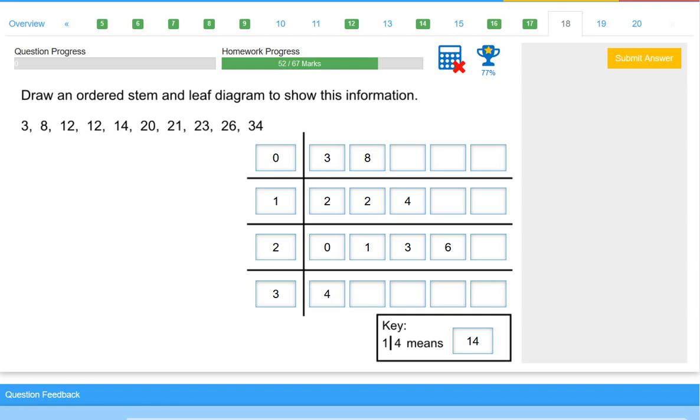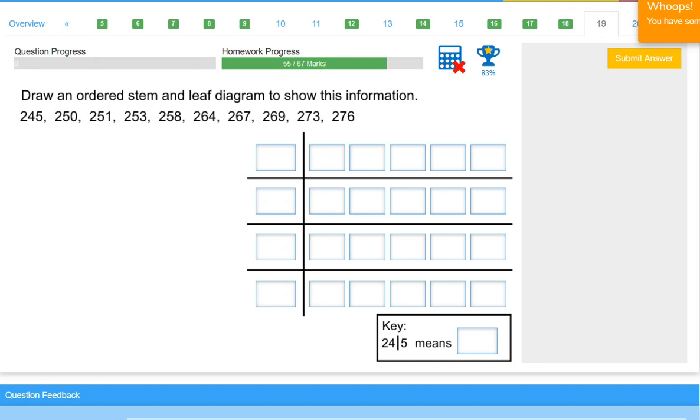Now that's relatively straightforward. Sometimes they're not in order, but what's important is that they need to be in their stems. So that's the tens place and then the units to the right of it. And that can vary, but they need to be in ascending order. So there's a simple one to practice. And then question 19, a little bit trickier.